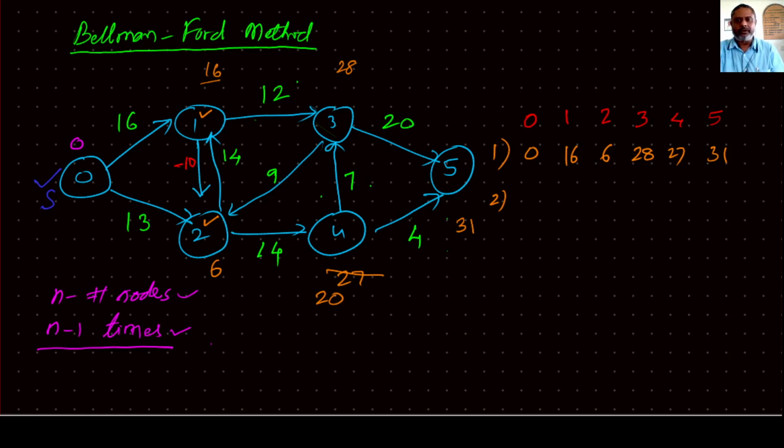16 plus 12 is 28, no change. So 16's work is over. Then who is next? 20, 28, 31. So node 4 is the next chance.